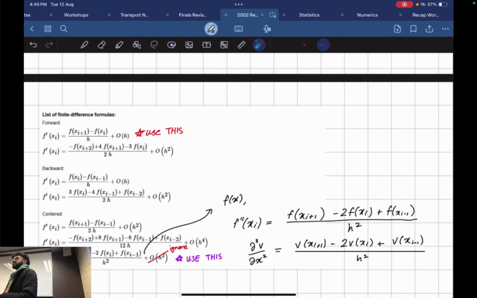What's that? That's the error. Who's the one with the lower error? Oh, but the second one has lower. This is lower error. Yeah. Why is that no error?